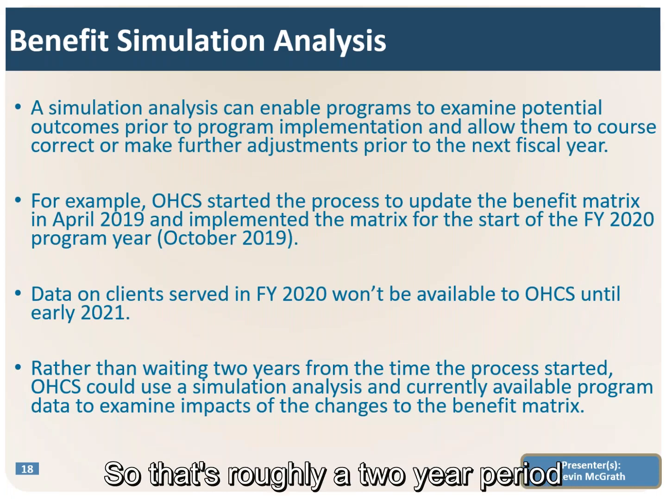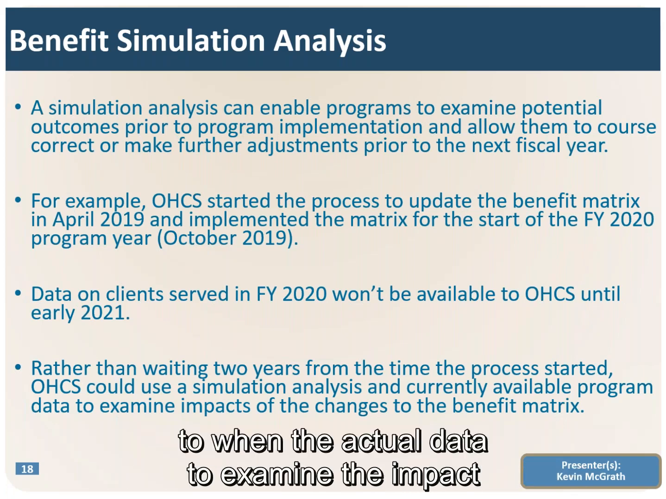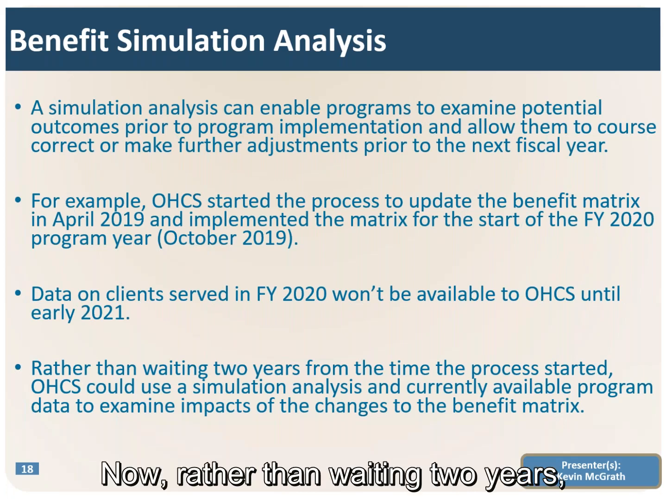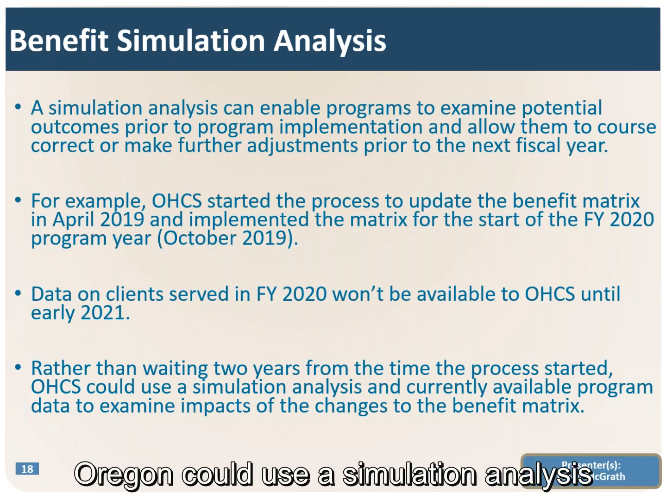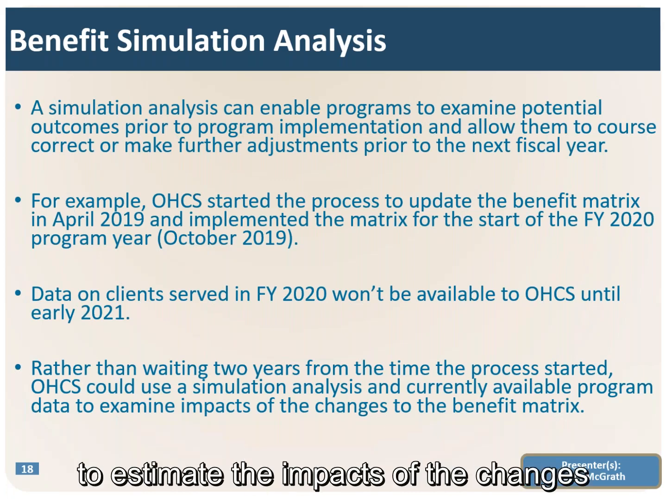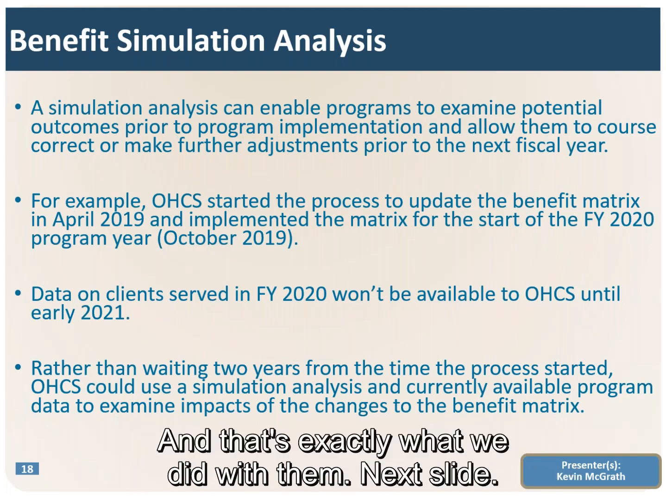So that's roughly a 2-year period from when Oregon began the process to when the actual data to examine the impact would be available. Now, rather than waiting 2 years, Oregon could use a simulation analysis and available data for current program participants to estimate the impacts of the changes to their benefit matrix. And that's exactly what we did with them. Next slide.